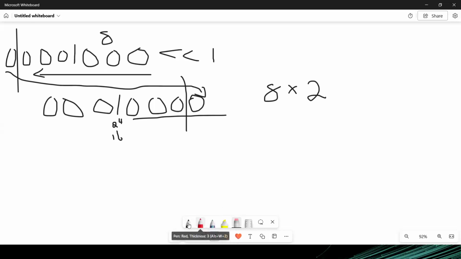So I will now say 2 raised to power 1, and 2 raised to power 1 is 2. So 8 times 2 will give us 16. That means we got it correct here. So it's very simple. If you are doing left shift, let me do it again. I know this might be confusing for some of you, but it's okay.